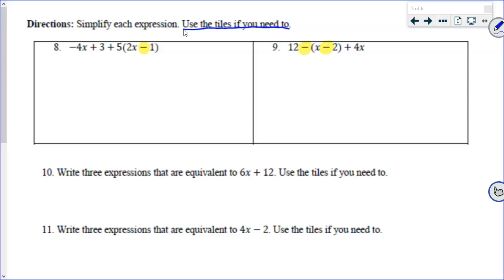With your groups, simplify numbers 8 and 9. Don't try and move on to 9 until everyone in your group is satisfied and comfortable with their response for number 8. Any questions before I set you free? Okay, ready, set, go. And pausing the recording.